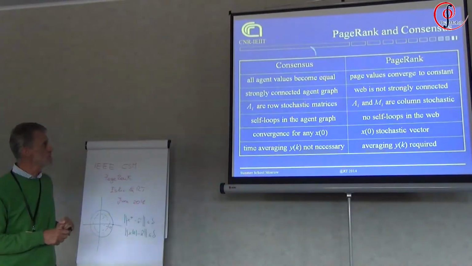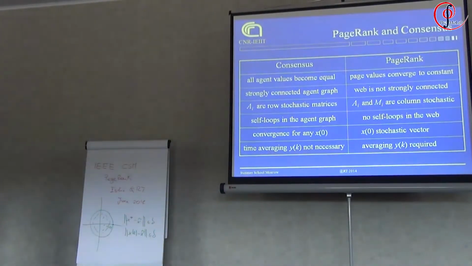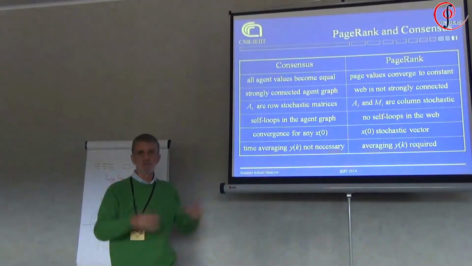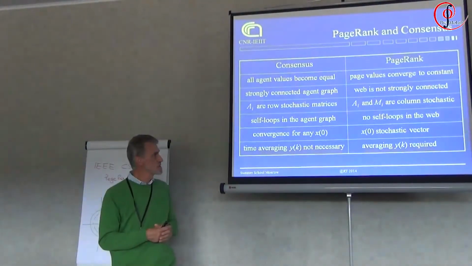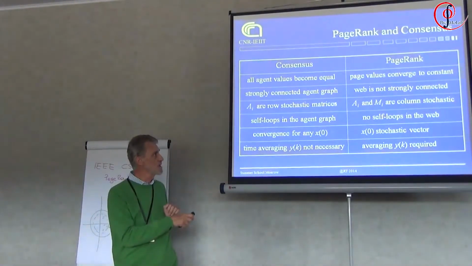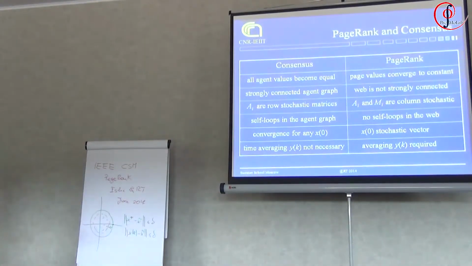Now, from the point of view of consensus, it's a reasonable assumption to assume that you have a strong connectivity in the agent graph, because you have, say, robots which are moving around, or UAVs, and it's very reasonable to assume that UAVs communicate and you have complete connectivity with them. Here the web is clearly not strongly connected. I mean, there are lots of places where you don't have connectivity, so the graph is really not strongly connected. So you have to make it strongly connected, using this idea of teleportation.